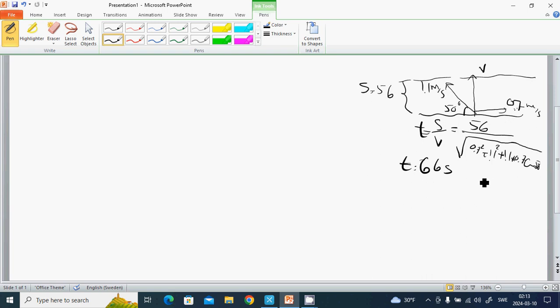Our velocity can also be written as 1.1 multiplied by cosine 40. It's because it is 40 and it is a rectangle. This is 40. Okay.